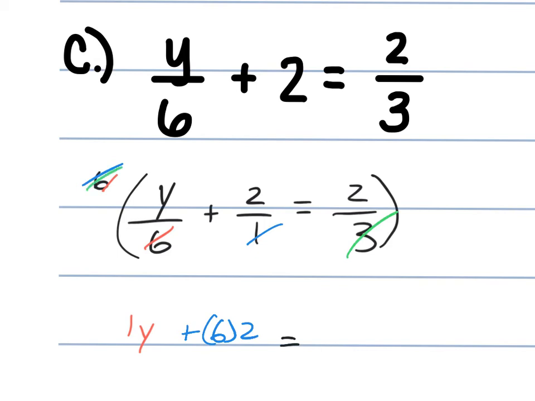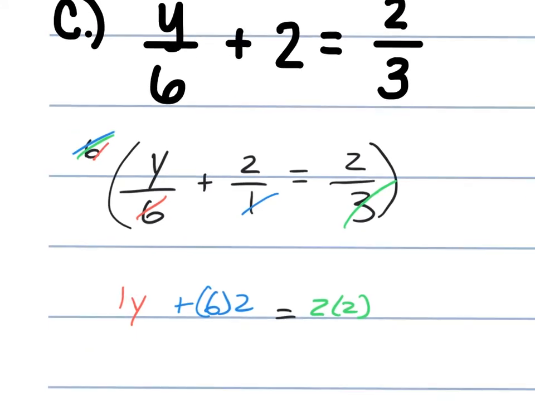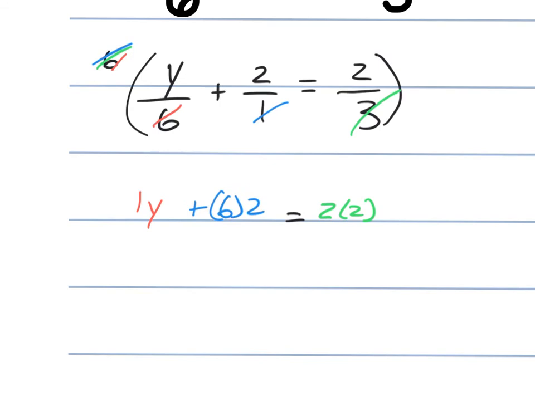And then finally, 3 goes into 6, leaving what in the top? 2 times 2. Good. There was already a 2 on top, and we just said that 3 canceled with the 6, leaving another 2 on top. So here's what we've got. 1y is just y, plus 12 is equal to 4. Okay, if we take 12 away from 4, what do I get? Negative 8.